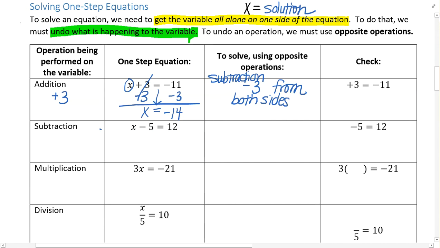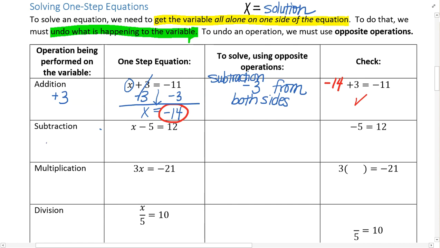All right, let's check our answer to make sure it's actually correct. So I'm going to plug it back in right here and see if it actually works. Does negative 14 plus 3 equal negative 11? Yes, it does.